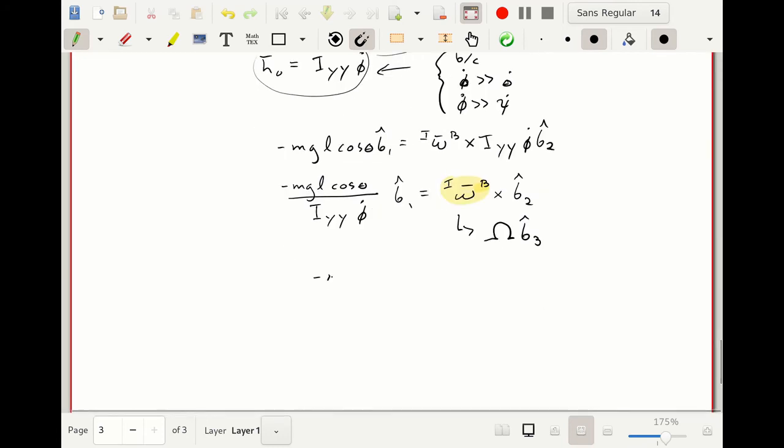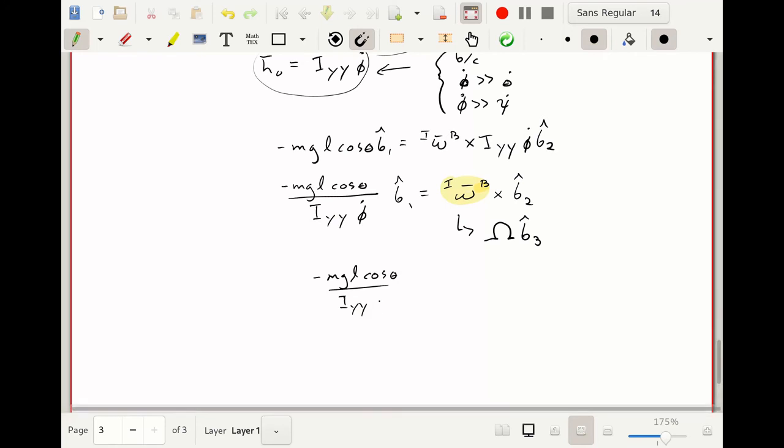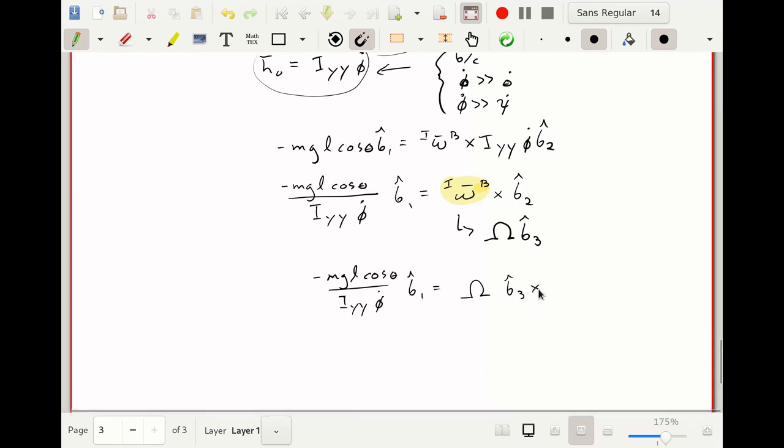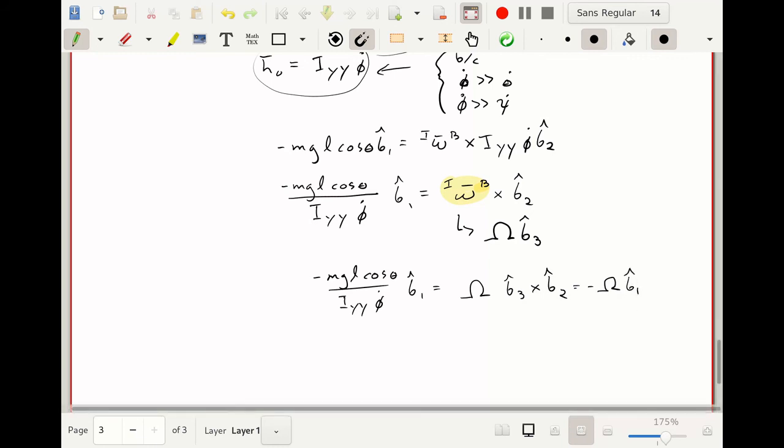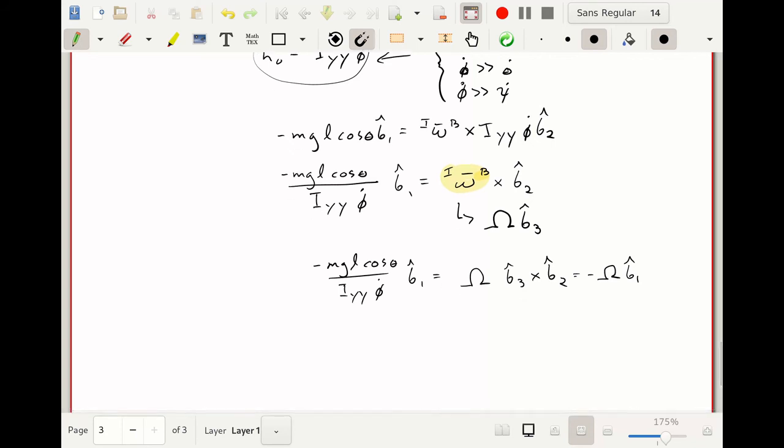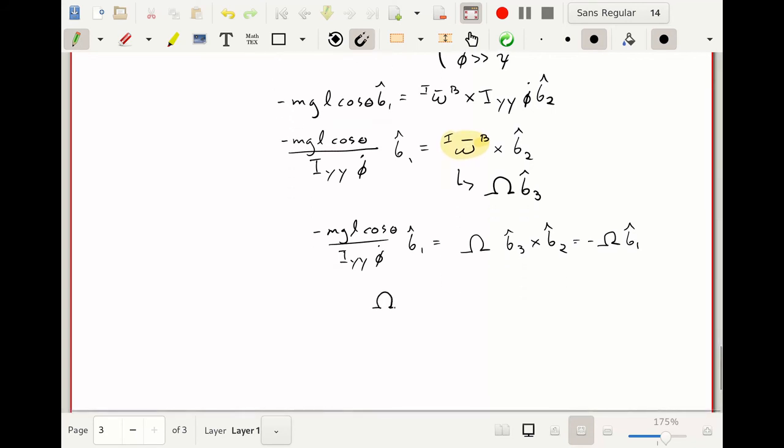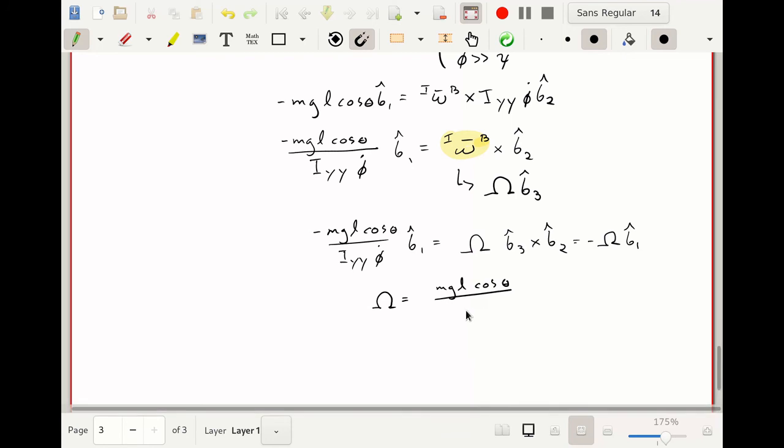So what that would tell me is that negative MGL cosine theta over IYY phi dot B1 equals an omega times B3 crossed with B2, which is equal to a negative omega B1. So this capital omega that I just solved for is equal to MGL times cosine theta over IYY times phi dot.